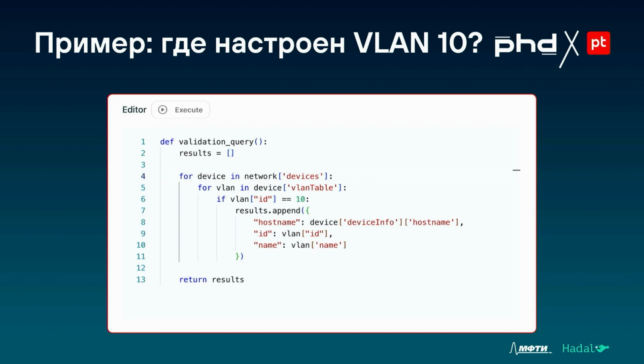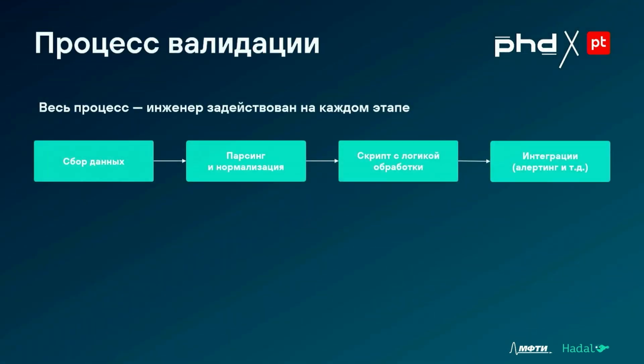And as another example, here you see the script for all devices which have VLAN 10. Because we now work with structured and normalized data, this query only takes 13 lines. What I want to say is that it's very easy to write queries and check the network for its configuration and topology. So this is how the validation process is built.